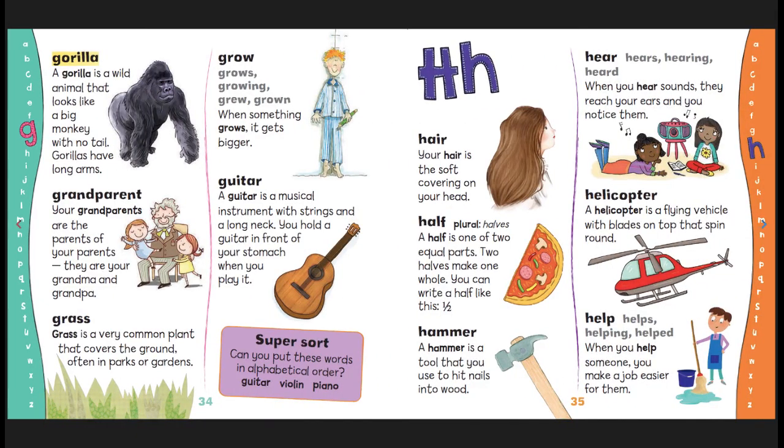Gorilla. A gorilla is a wild animal that looks like a big monkey with no tail. Gorillas have long arms. Grandparent. Your grandparents are the parents of your parents. They are your grandma and grandpa.